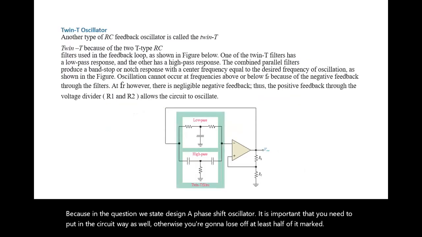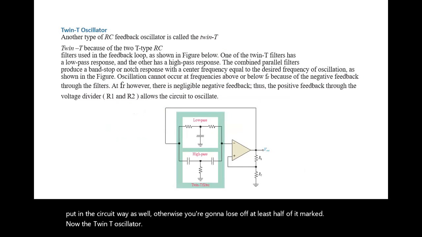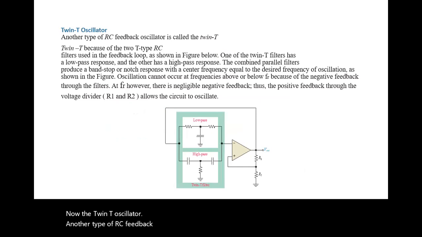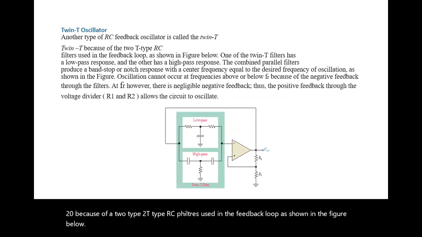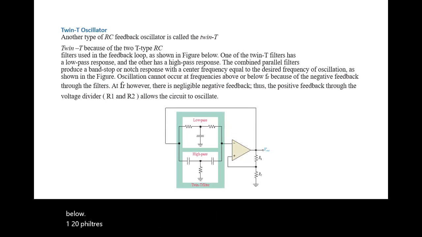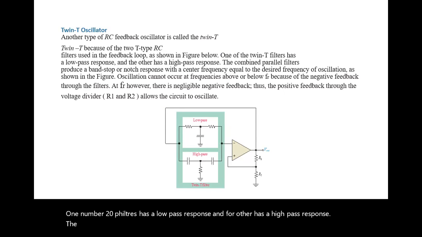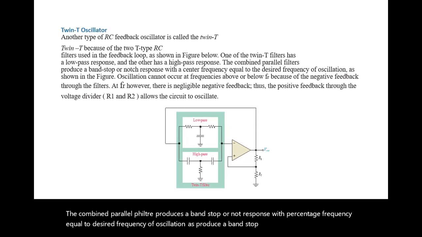Now the twin T oscillator. Another type of RC feedback oscillator is called the twin T. Twin T because of a 2 T-type RC filters used in the feedback loop, as shown in the figure below. One of the twin T filters has a low pass response and the other has a high pass response. A combined parallel filter produces a band stop or notch response with a center frequency equal to the desired frequency of oscillation. As shown in the figure.